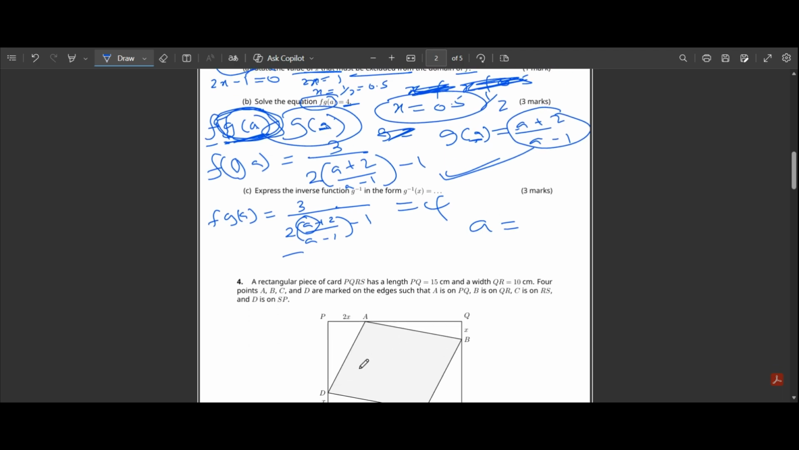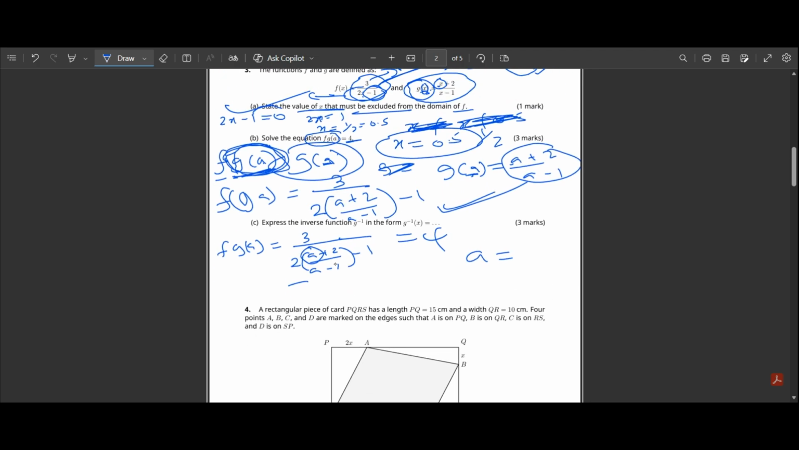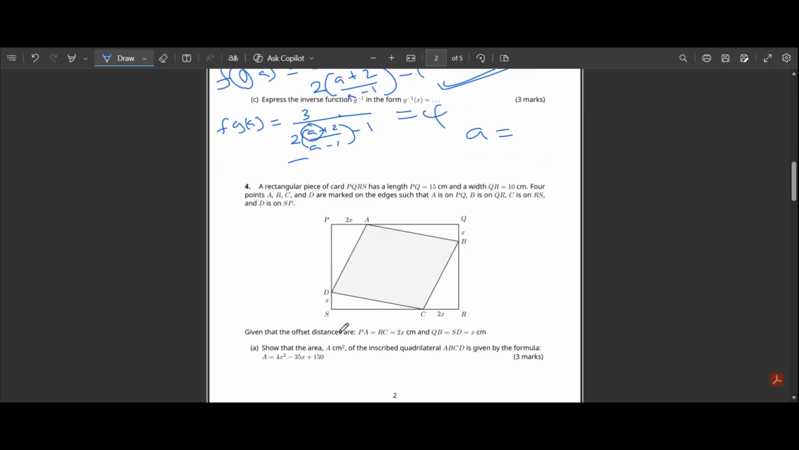Maybe wait. Okay, I'll write it here. So 3 over 2a plus 2 over a minus 1, like this. Take this a minus 1 and put it like this. So minus, here there is only minus 1 now. So what we are going to do is multiply by a minus 1. Okay, now it is correct.